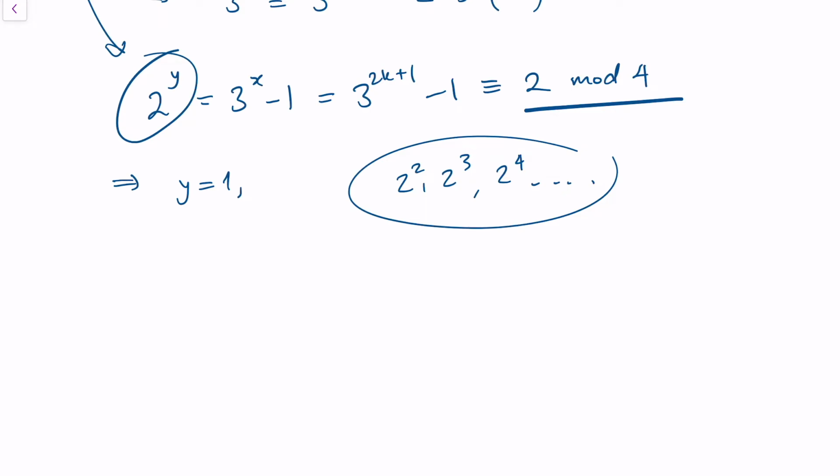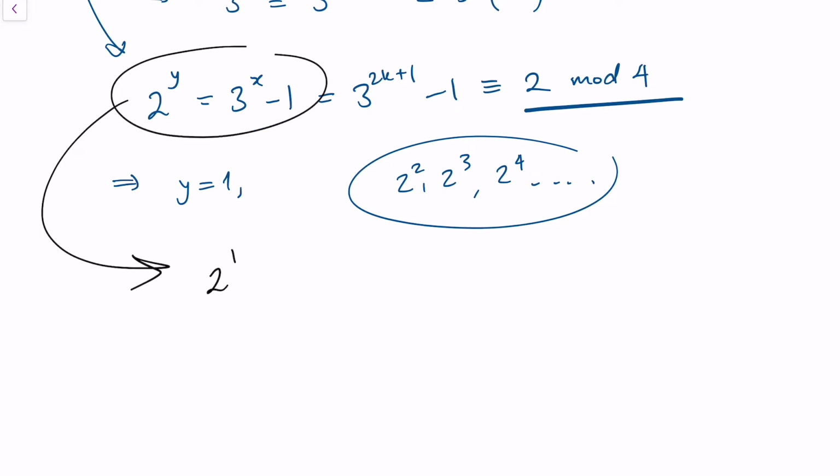So the only way that 2^y is equal to 2 in mod 4 is if y is equal to 1. And if y is equal to 1, from the equation we have 2^1 = 3^x - 1. That implies x is equal to 1. So the first solution is x = 1, y = 1.